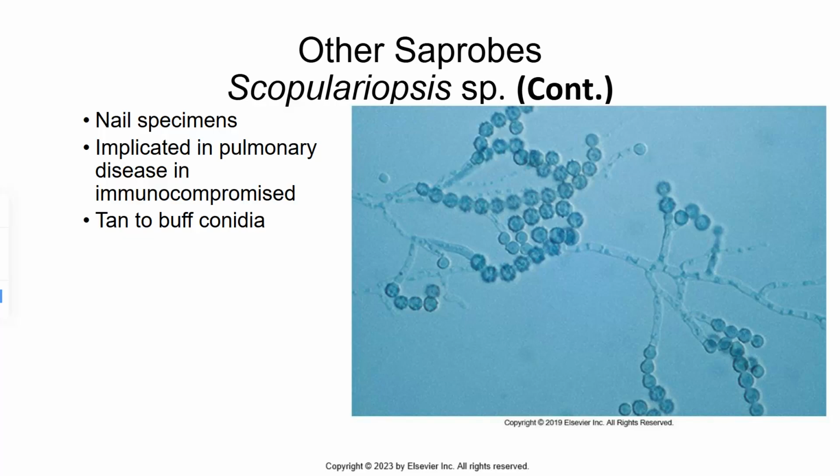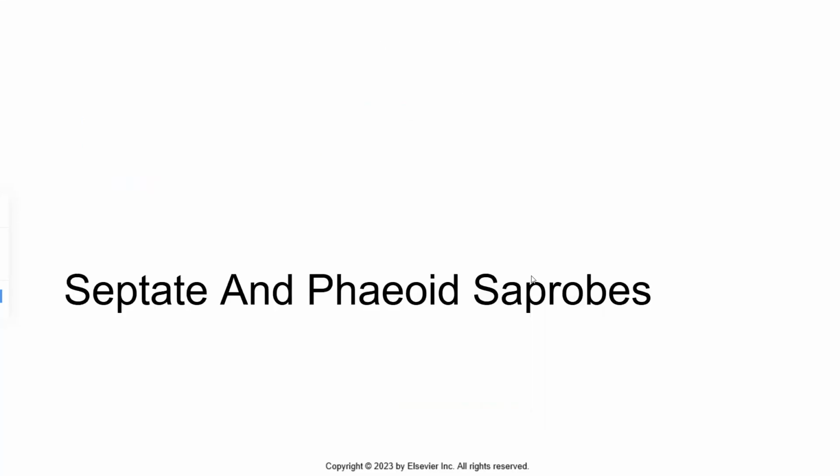Scopulariopsis. This is implicated in nail specimens and pulmonary disease in the immunocompromised. You can see that there are these chains of balls that branch up. So you have hyphae, and then you'll have these ball-like structures branching straight out. Septate and phaeoid saprobes.